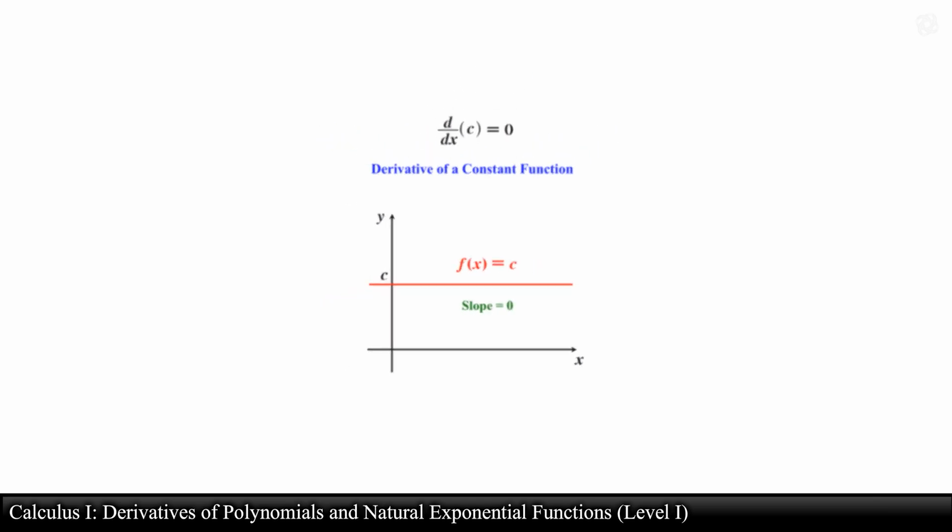Alright, let's proceed with our next rule. The second derivative rule is called the power rule. This rule is perfect to take derivatives of power functions of the form f of x equals x raised to the power of n. The rule states that the derivative of a power function whose exponent is n is equal to n times the power function raised to the power of n minus 1. Notice that you have to bring down the exponent and subtract 1 from the original exponent, which then becomes the new exponent of the new function.